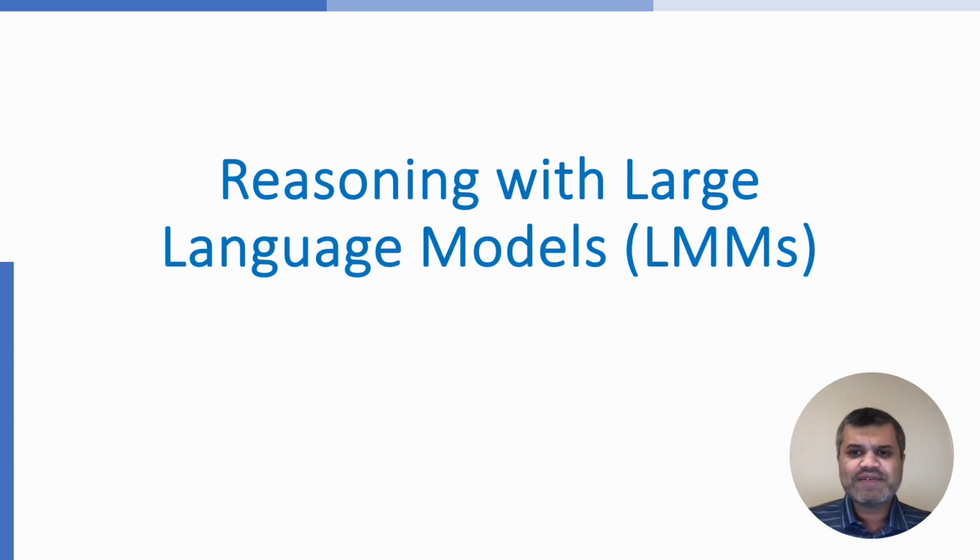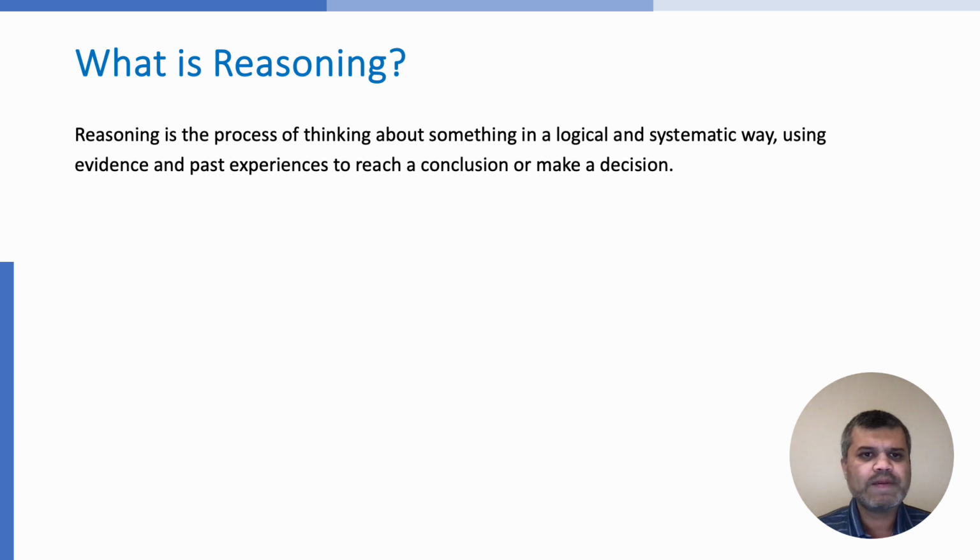So let's go to reasoning with large language models. So what is reasoning? Reasoning is the process of thinking about something in a logical and systematic step-by-step way. We are not interested in the final conclusion or the decision. We want to know how the system reached that conclusion.